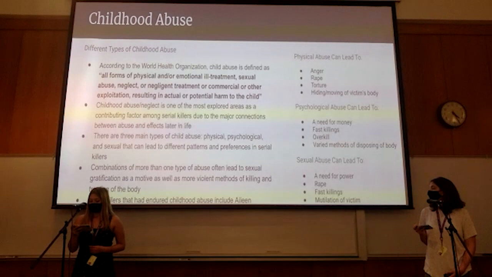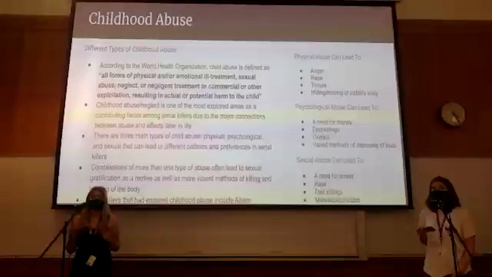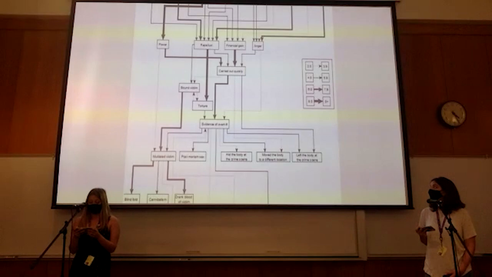So physical abuse can lead to anger, rage, torture, and hiding slash moving the body. Psychological abuse can lead to a need for money, fast killings, overkill, and various methods of disposing of the body. And sexual abuse can lead to a need for power, rape, fast killings, and mutilations of the victim. So this here is a graph of different types of abuse. And one of the main correlations is between sexual abuse, which is one of the thicker ones, and it has to do with power killings.